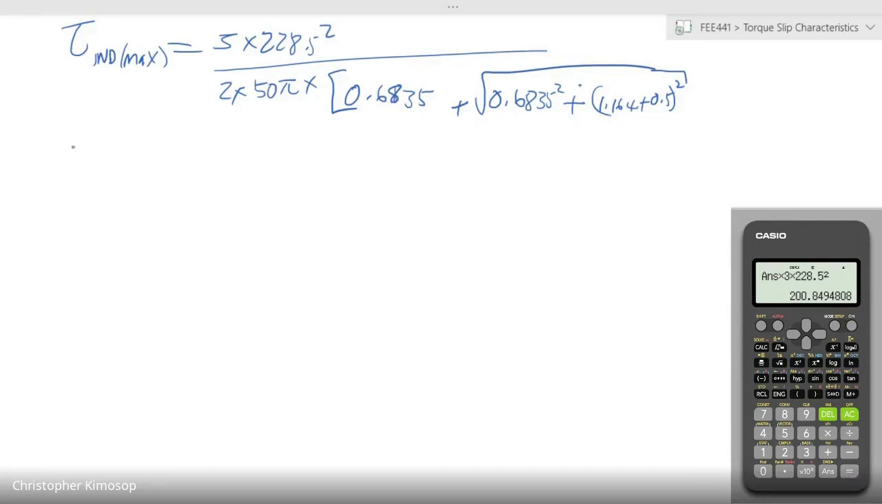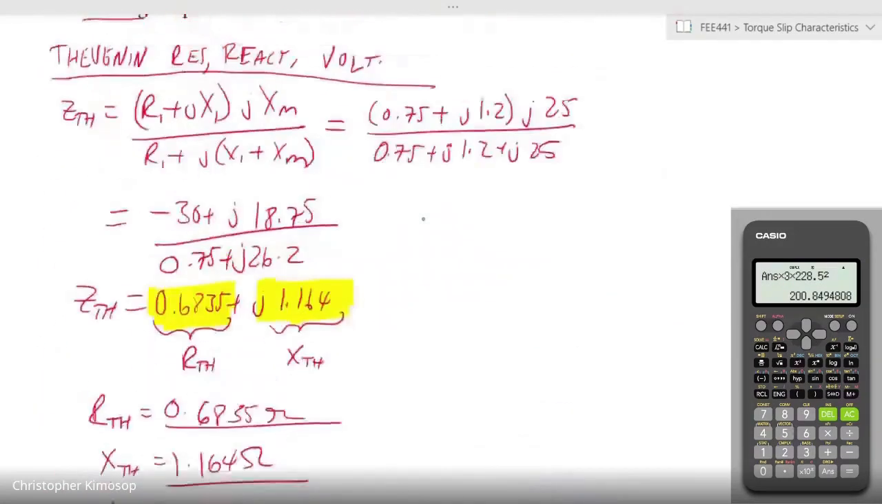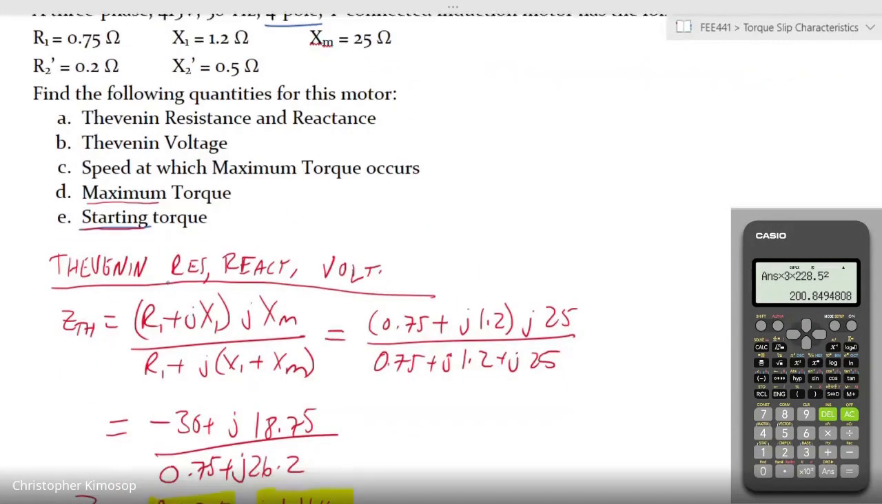So that gives us a maximum induced torque of roughly 200.85 Newton meters. Right. That is our maximum induced torque. So the final question we were being asked here is the starting torque. So how do we get starting torque?